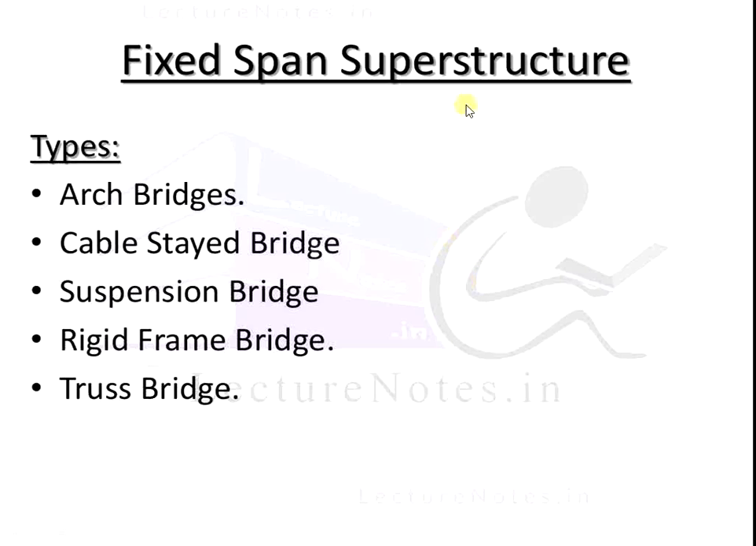Next, we will see only the types. Fixed span superstructure: there are 5 fixed span superstructures. First is the arch bridge, next the cable stayed bridge, next the suspension bridge, next the rigid frame bridge, and the last one is the truss bridge. These are the 5 fixed span superstructures, or fixed span bridges.